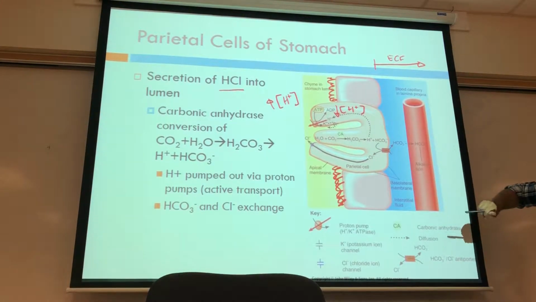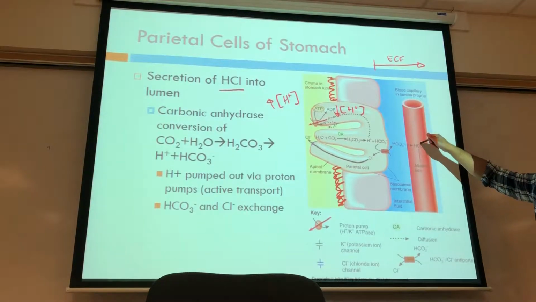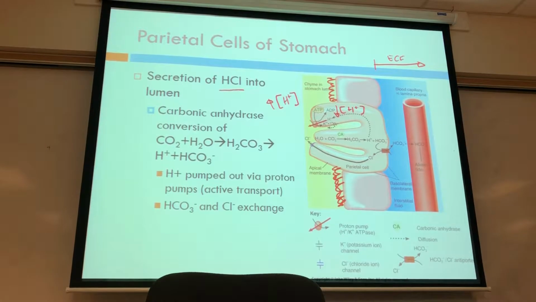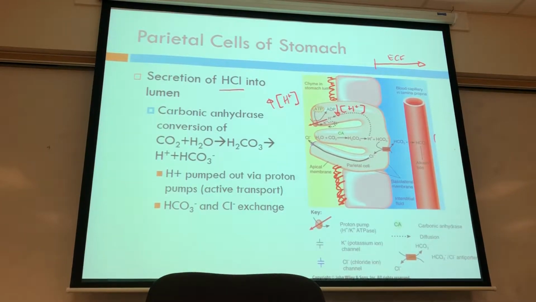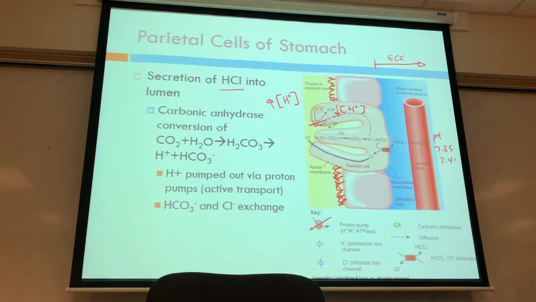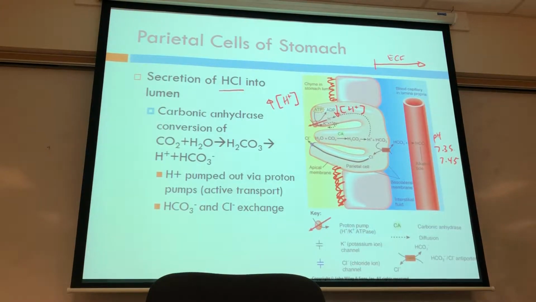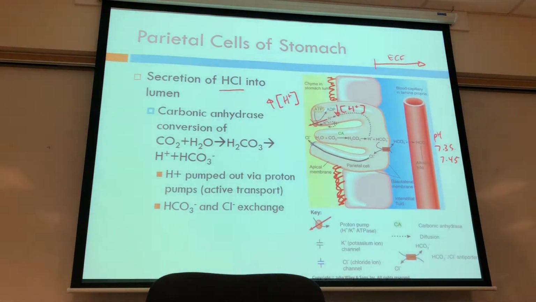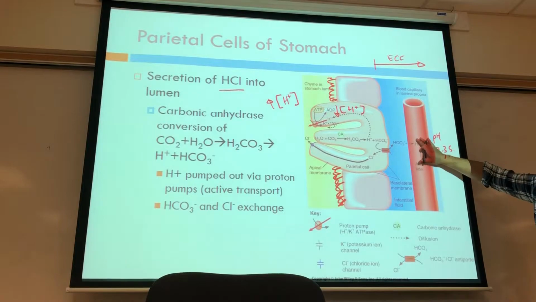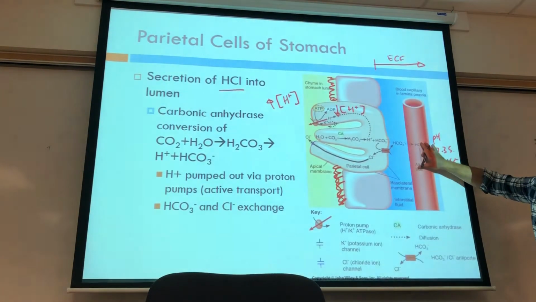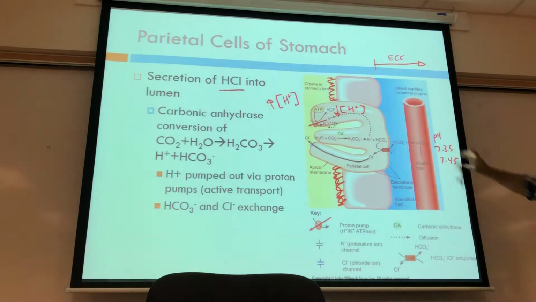Bicarbonate makes its way into the interstitial fluid, into the capillaries, to contribute again to the buffering capacity of our blood, to maintain a pH between 7.35 to 7.45. So that bicarbonate helps buffer any changes in the concentration of hydrogen ions. So if there's metabolic acidosis taking place or any alkalosis, we can prevent any changes to maintain that homeostatic pH in the blood.